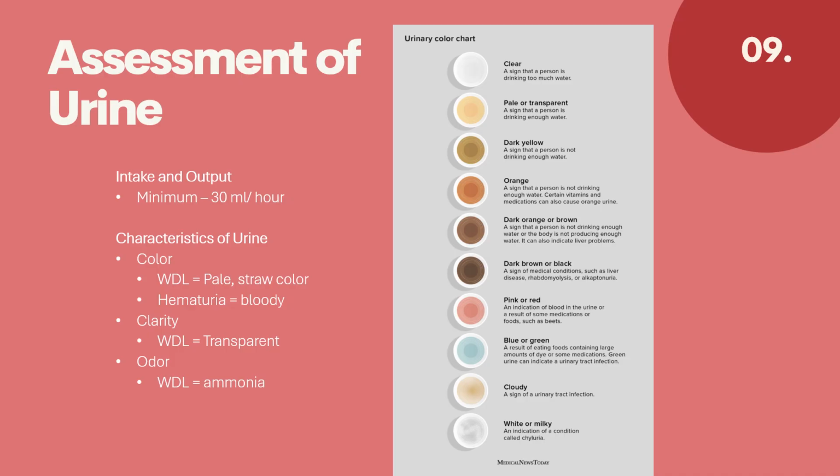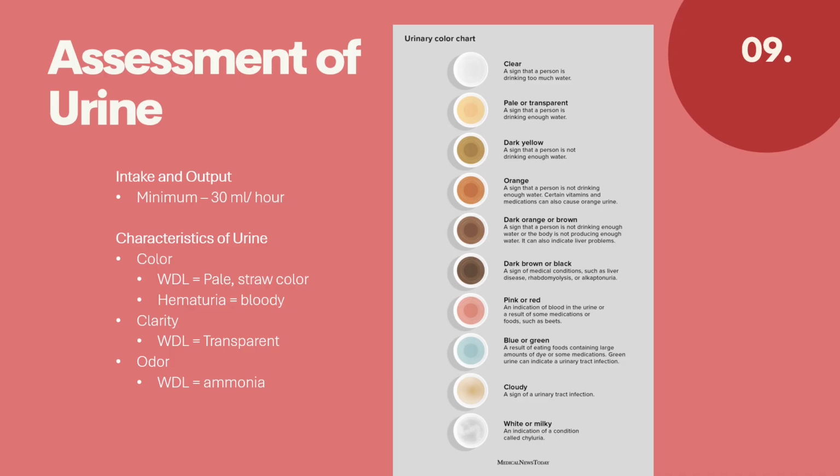Then your amount. Like I said earlier, normal output should be 30 mLs an hour, or that equals about 800 to 2,000 mLs a day, depending on their intake. But normal at minimum is about 30 mLs an hour. Low, which is oliguria, is less than 400. Anuria is less than 100 mLs a day. And then high, which is polyuria, is greater than 2.5 to 3 liters in a day.